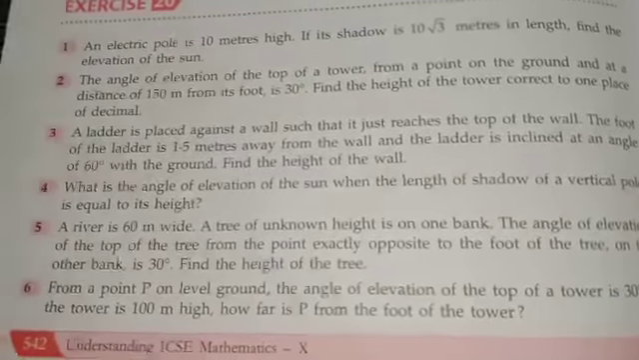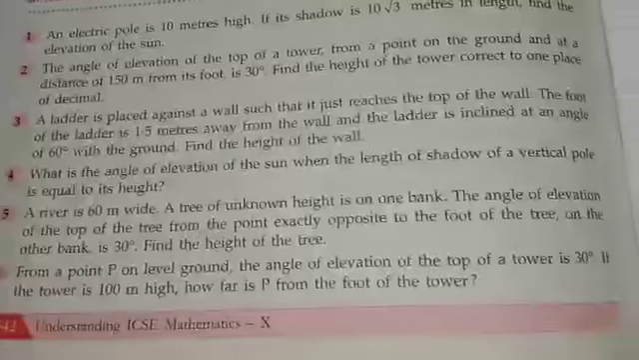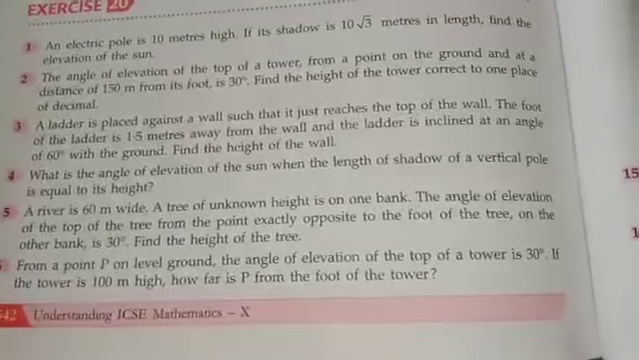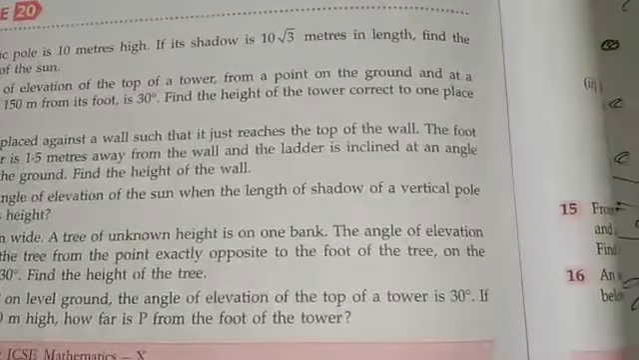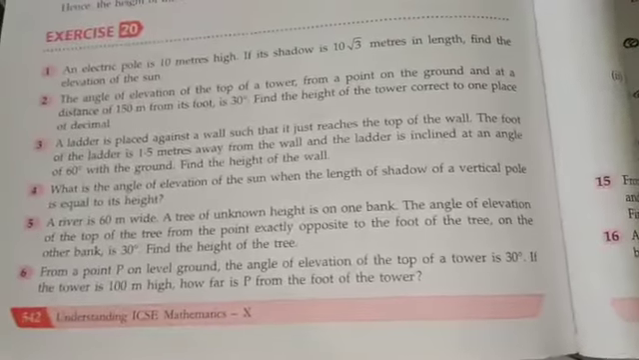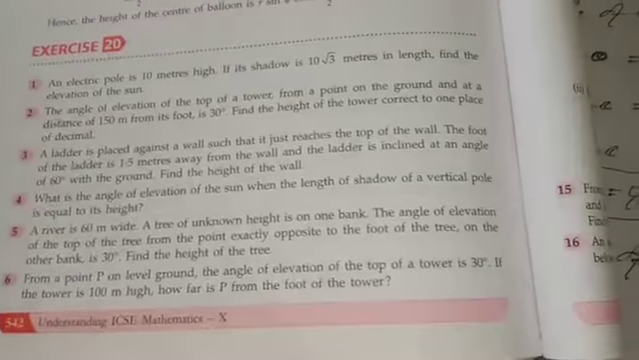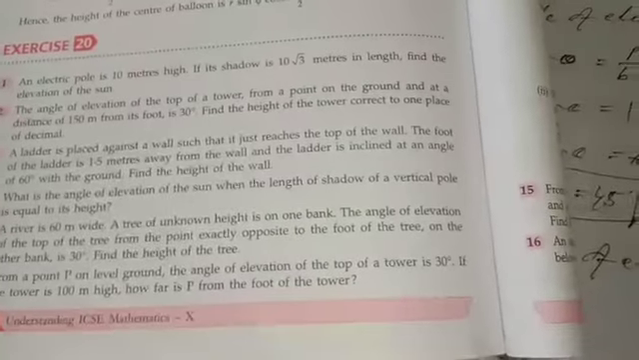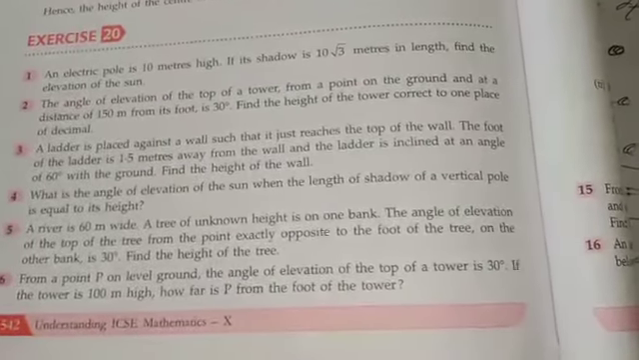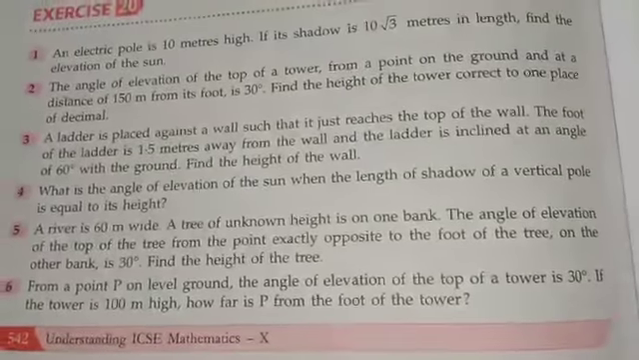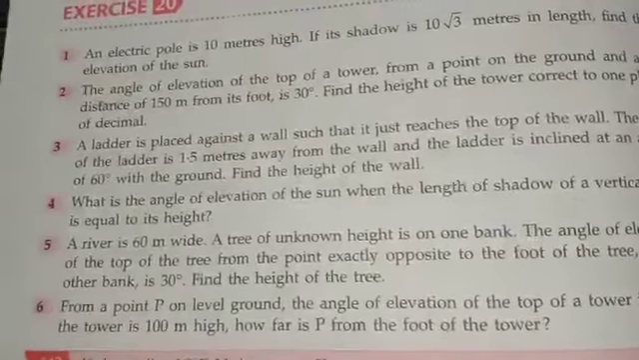Question number 5. A river is 60 meter wide. A tree of unknown height is on one bank. The angle of elevation of the top of the tree from the point exactly opposite to the foot of the tree on the other bank is 30 degrees. Find the height of the tree.